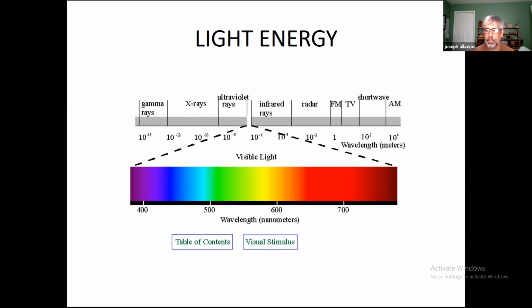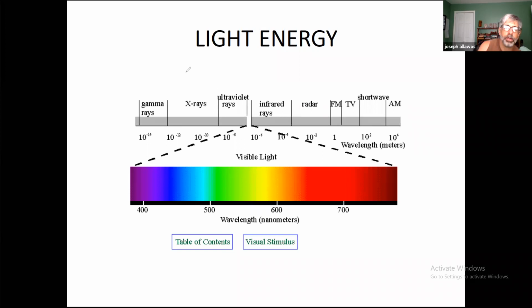What are we looking at here? What you're looking at is called the electromagnetic spectrum. And I'm going to write that up here. And this has to do with the wave particle of light.